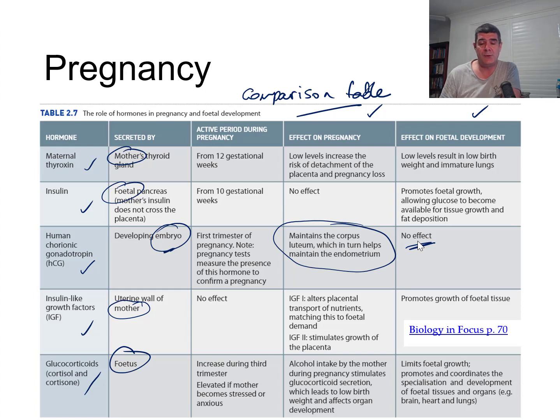Whereas to look at something else, such as, for example, the maternal thyroxine. So the mother's thyroid gland is going to secrete thyroxine from about the 12-week stage. What's going to happen is that in terms of the pregnancy, low levels increase the risk of detachment of the placenta. So this could result in a miscarriage. In the baby, low levels result in low birth weight and immature lungs.